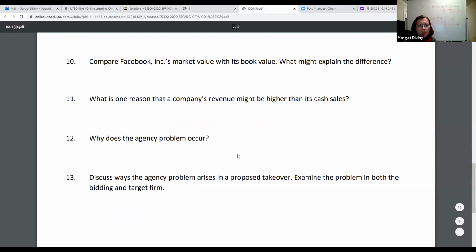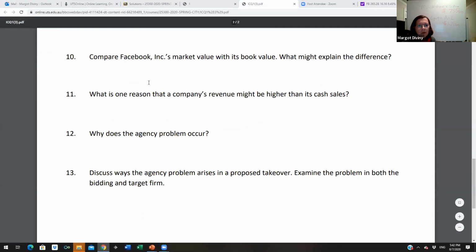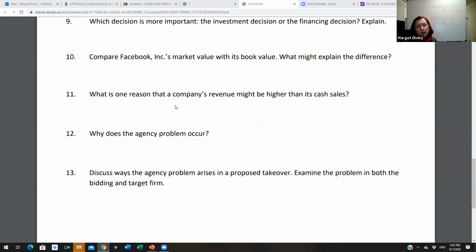Okay, so back to question 11. Am I still sharing properly? Hopefully. We've touched on this a couple of times already today. So what is one reason that a company's revenue might be higher than its cash sales?